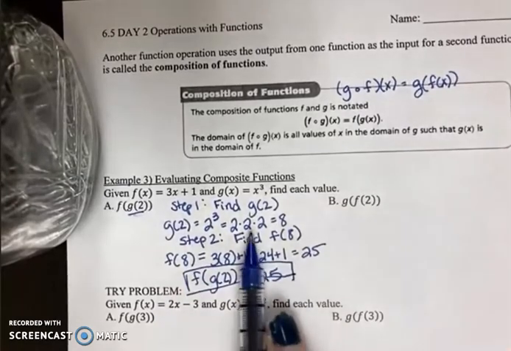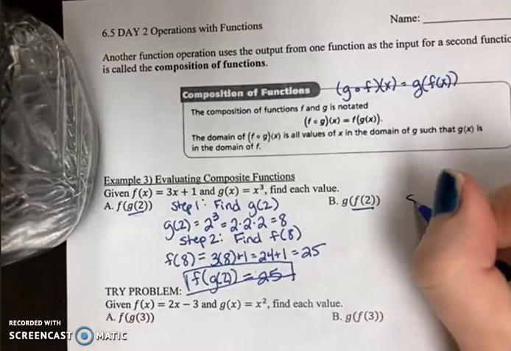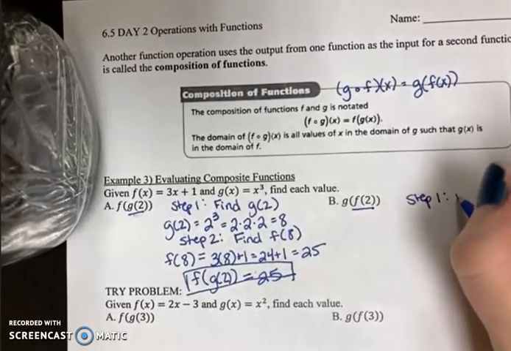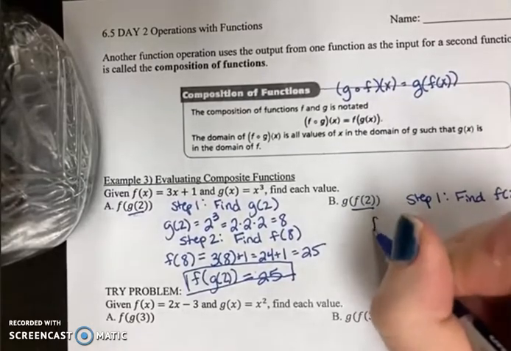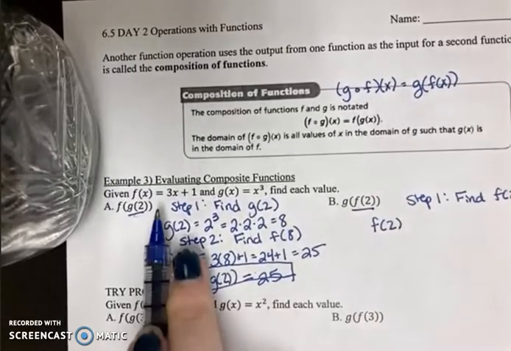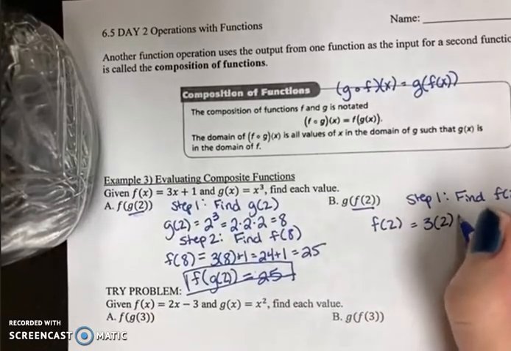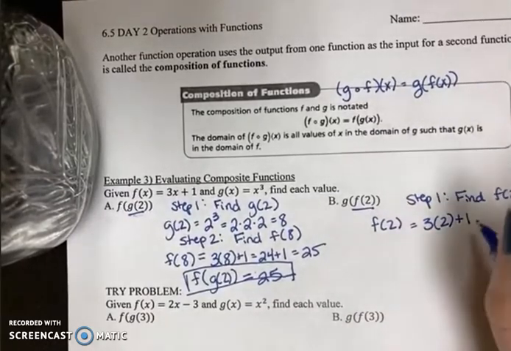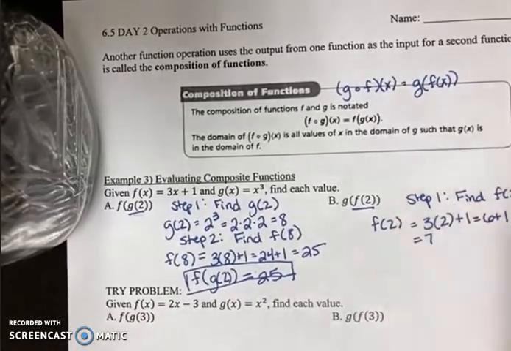So we're basically just plugging in a value twice. Let's do it again. Now we're going to do g of f of 2. So step 1 will be to evaluate f of 2. So I'm going to plug in a 2 wherever I see x in the f function. So that's 3 times 2 plus 1, or 6 plus 1. Which equals 7.